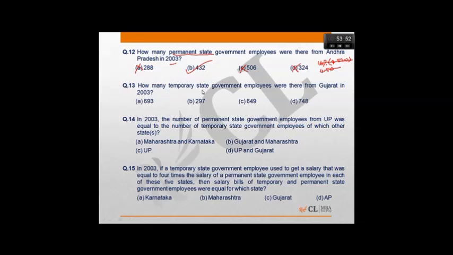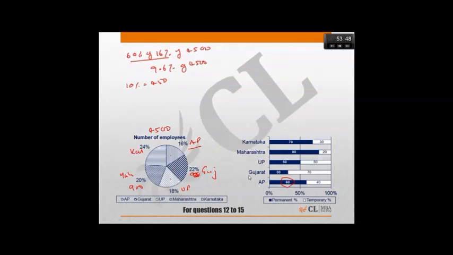Question 13. How many temporary state government employees were there from Gujarat in 2003? Gujarat temporary state government employees 70%. So 70% of 22% of 4,500. Now 20% of 17% is 14%. 14 plus 1.4, 15.4%. Now that means 10% is 450. 5% is 225, so slightly more than 675.